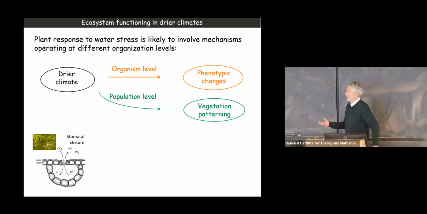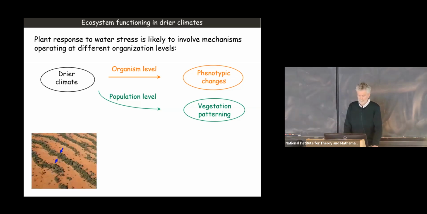At the population level, meaning many plants of a given species, but also of other species, we can have vegetation patterning. This is an example of bands or stripes of acacia trees in Australia. No one planted those trees in that pattern. And that pattern is a way to cope with water stress, because those trees that survived can now draw water from the barren surroundings.